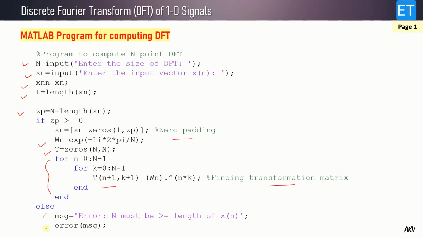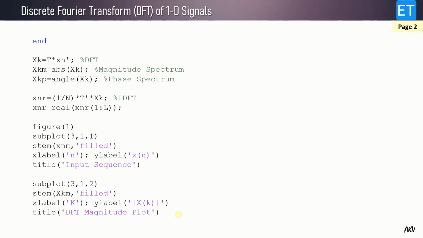And here I am displaying one error message. If somebody enters n less than length of xn, that means suppose there are 8 samples in xn and you want to find 4-point DFT, which is not possible. So this will give you the error message saying n must be greater than or equal to length of xn, so that inverse is possible.